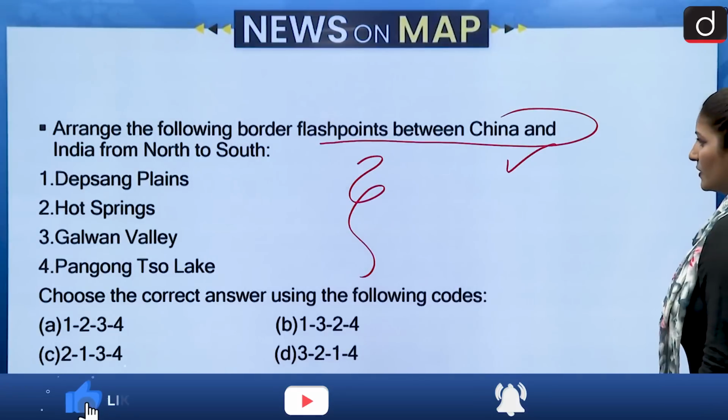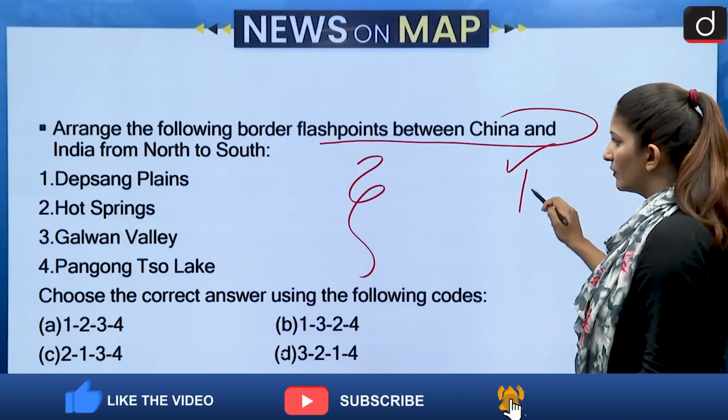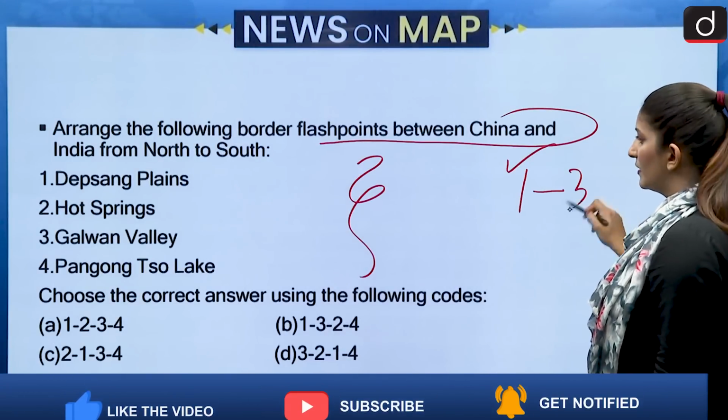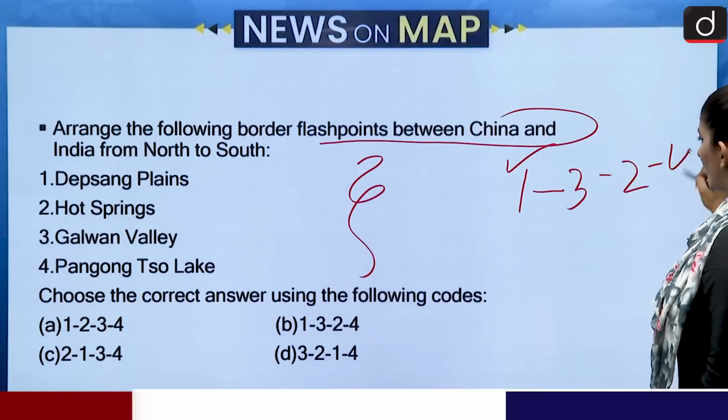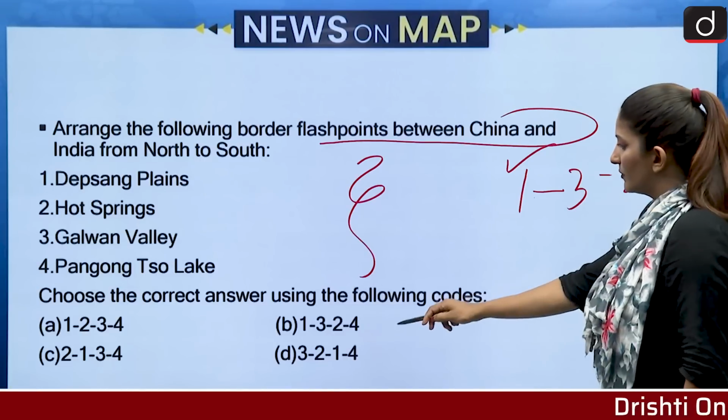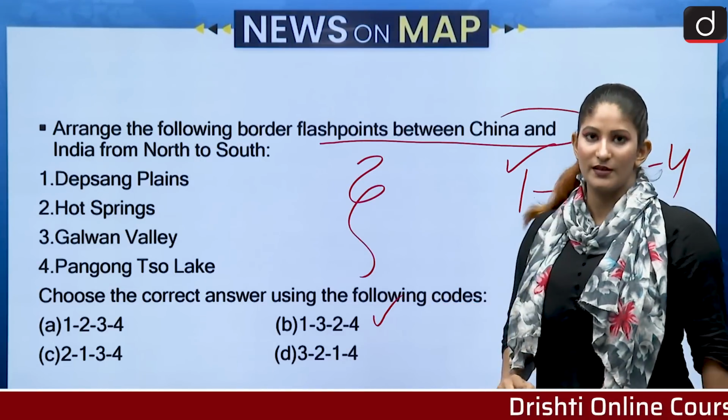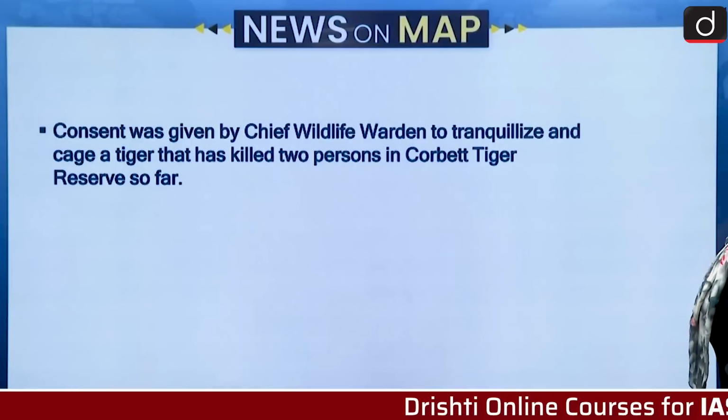Okay, so first we have Depsang. Okay, then we have Galwan, then Hot Springs, and then Pangong So. 1, 3, 2, 4 is going to be the correct answer over here. Option B is correct. Let's move on to the next question.